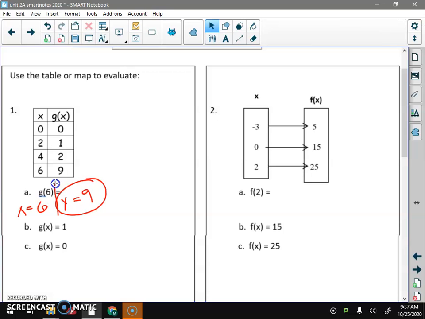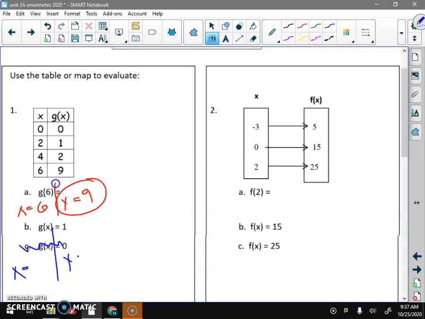Now we have this new one. Sorry, I didn't give you enough room here. I'm going to scribble this out for a second so we can do this one. g of x equals 1. Still draw your grade wall. Still x equals, y equals. The difference is the 1 is on the y side. So we're going to look for 1 in the y column, which I find. And what's the x? 2, and don't forget we have to circle what that equals.